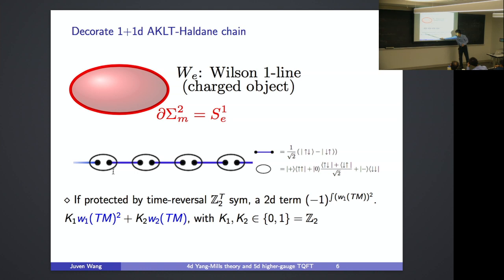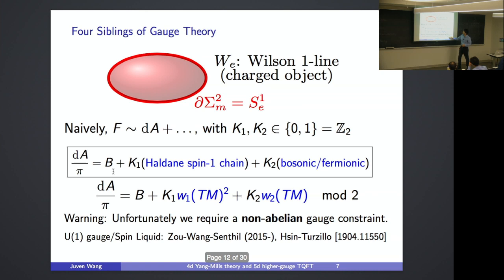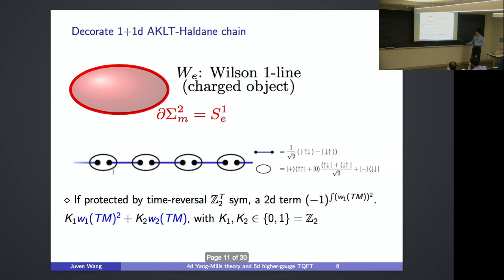We still have an additional topological term. So the topological term for the Haldane chain is w1(TM) squared, where w1 is the first Stiefel-Whitney class of the tangent bundle. Well, there's still w2(TM) we can decorate, and this will change the bosonic or fermionic statistics of the Wilson line. And k1, k2 are Z2 class labels, so they are a 2 times 2 fold classification, and that will give four sectors of the gauge theory. These are generic, not restricted to SU(2) gauge theory alone.